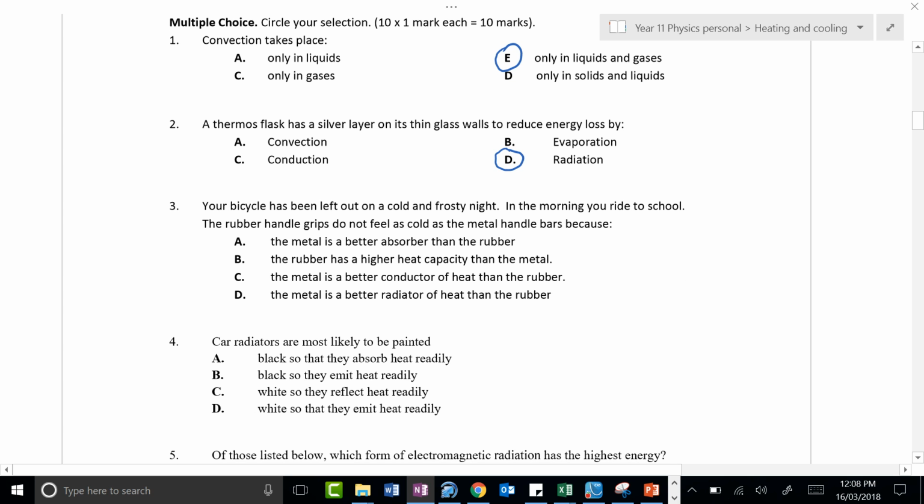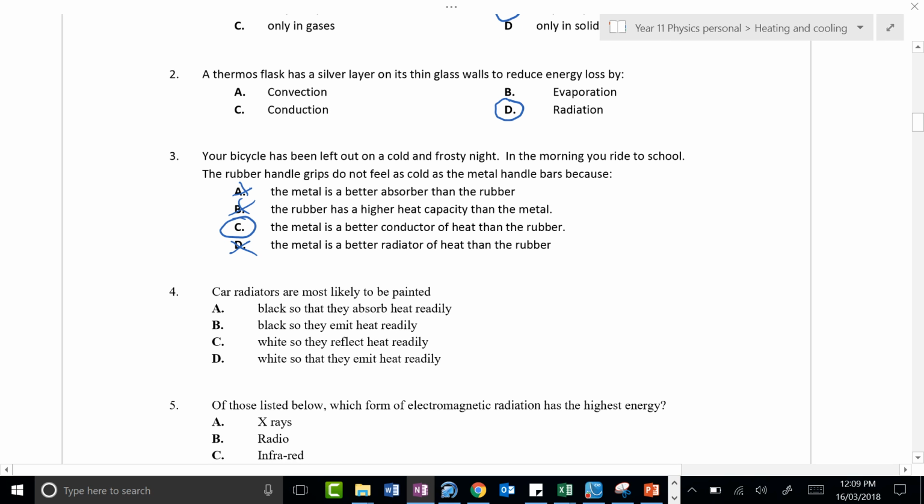Now, your bicycle has been left out in the cold and frosty night, and in the morning you ride to school. The rubber handle grips do not feel as cold as the metal handlebars because the metal is a better conductor of heat than rubber. It's certainly not that the rubber has a higher heat capacity than the metal, because it would actually probably have a lower heat capacity. The metal is a better absorber than rubber? That's just there to distract. And the metal is a better radiator of heat? No, that doesn't make sense either.